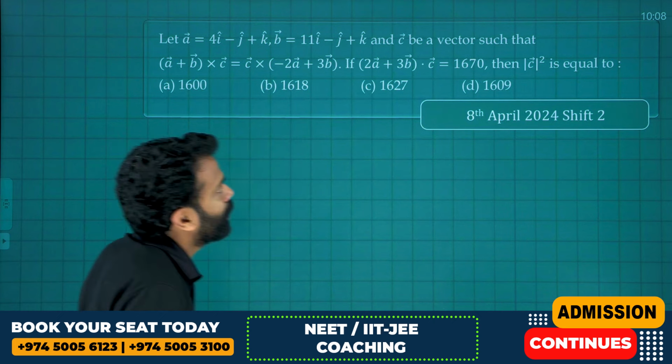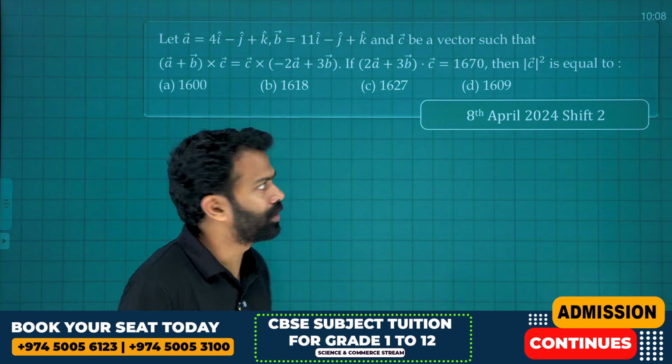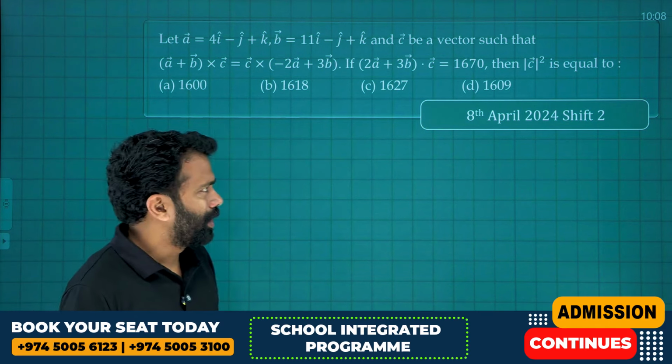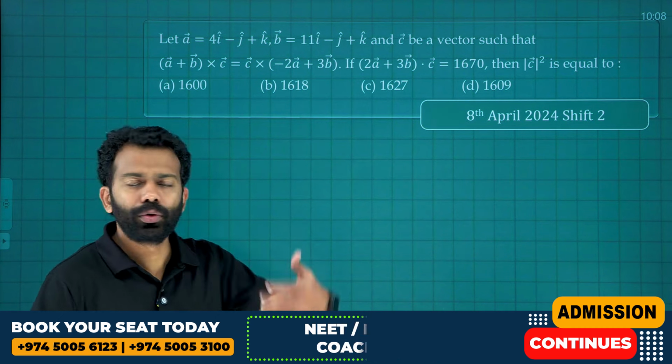And if (2A + 3B) · C is equal to 1670, then you need to find the magnitude of C square. See, it is not necessary to tell you how to do this question.